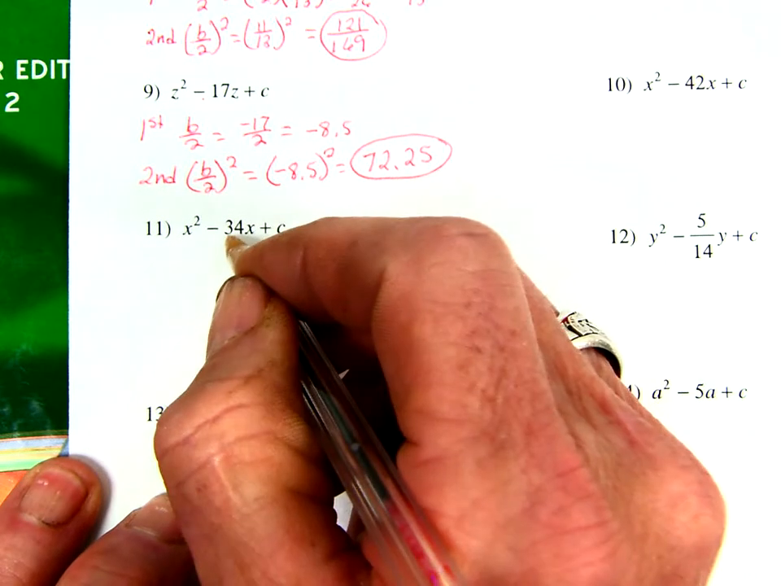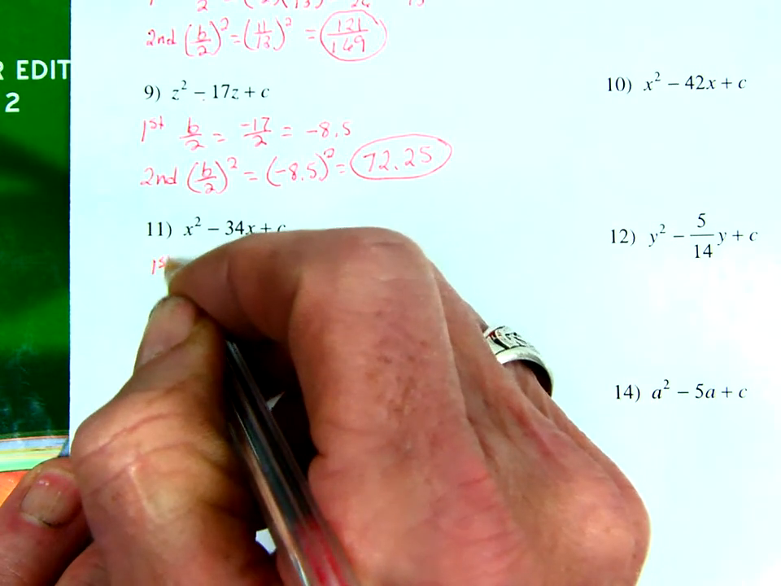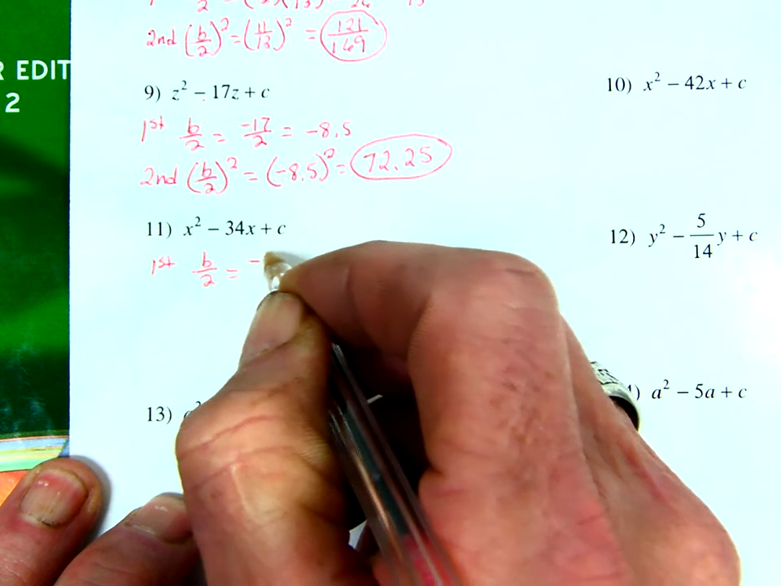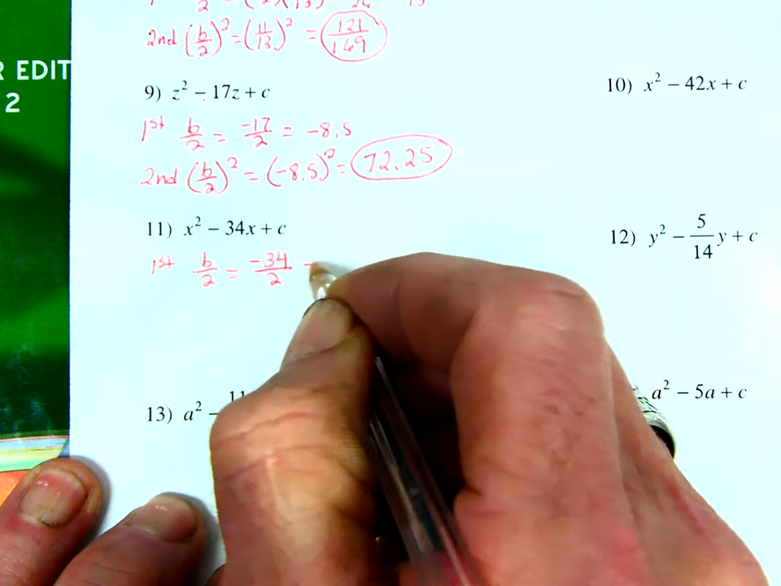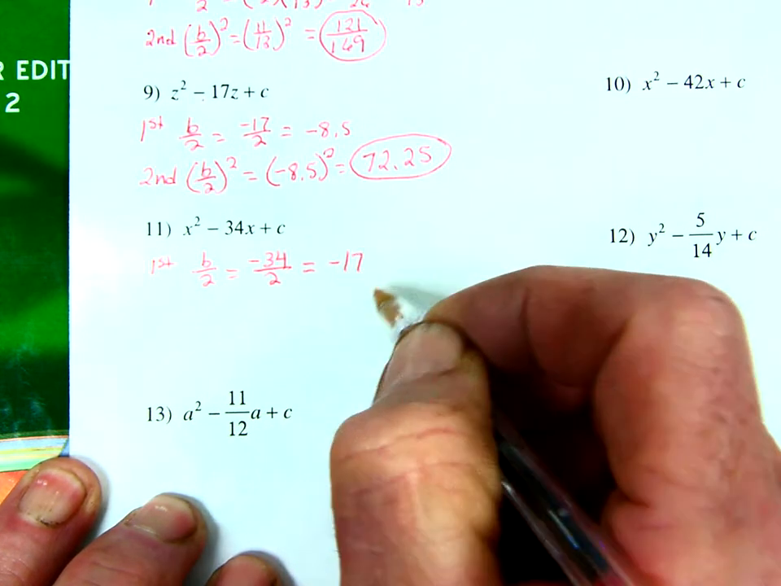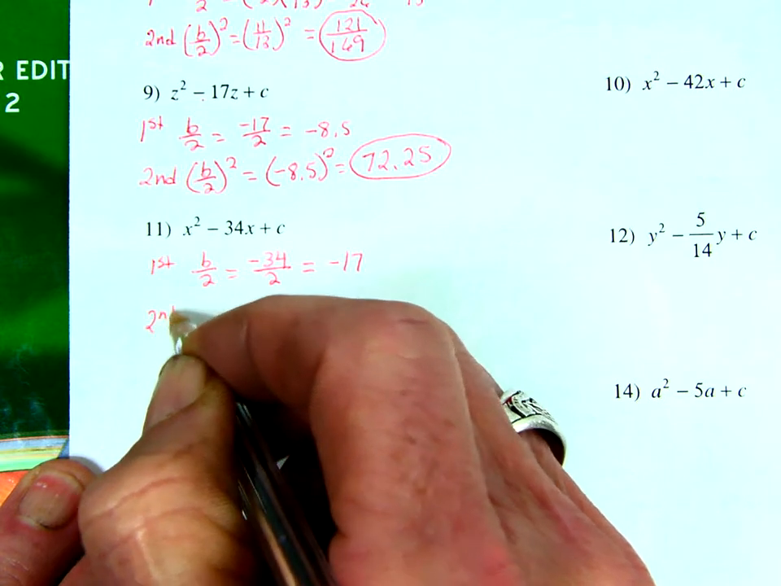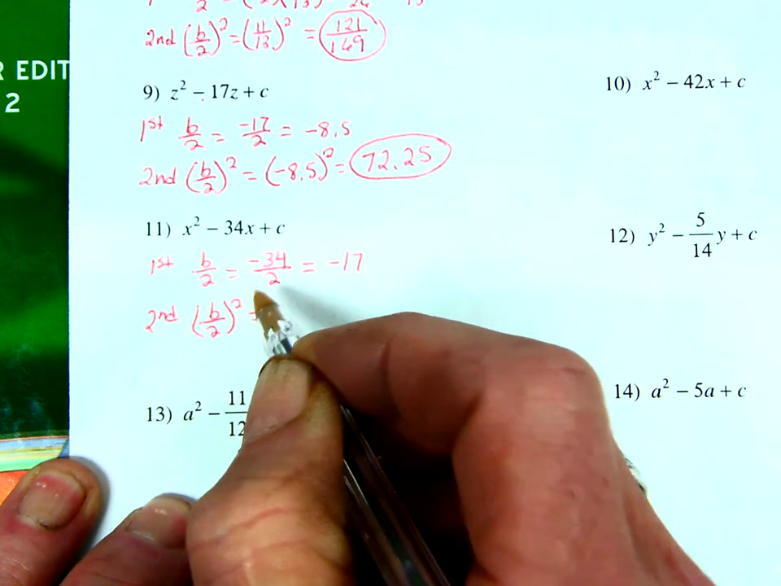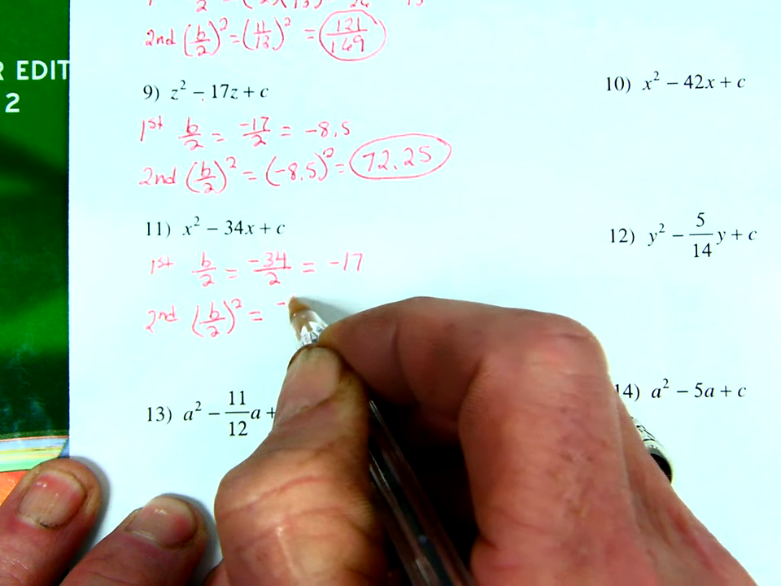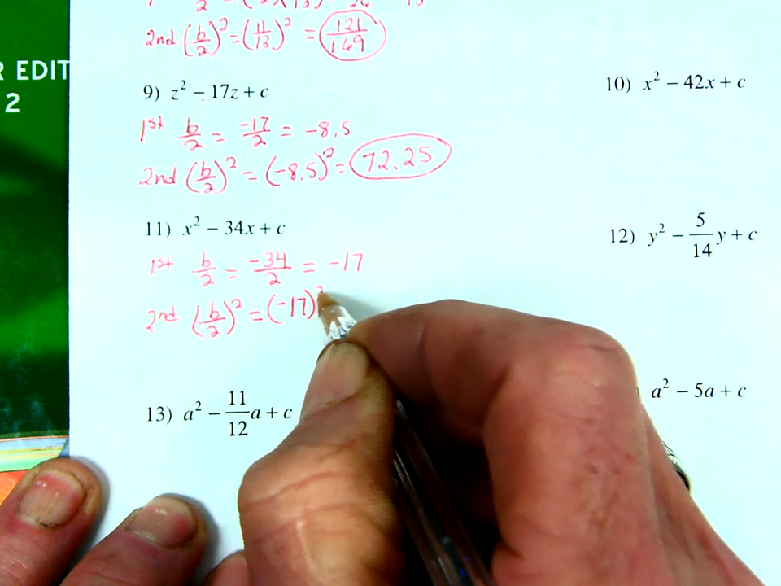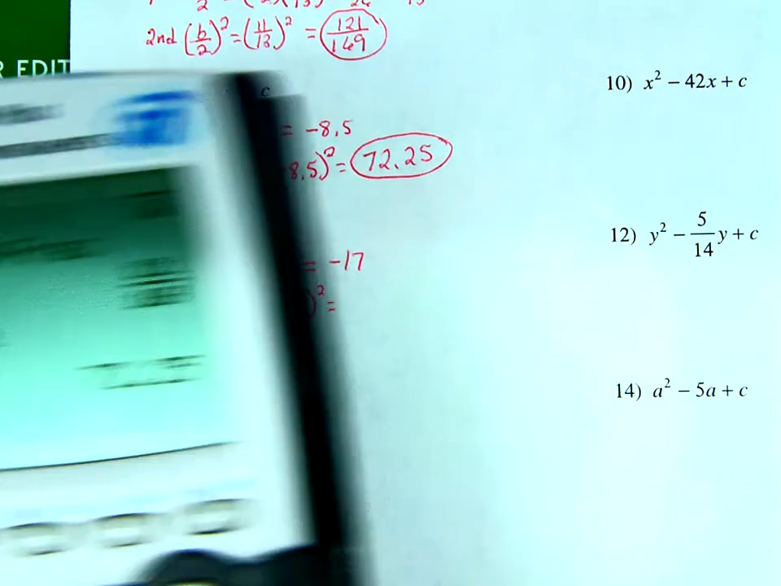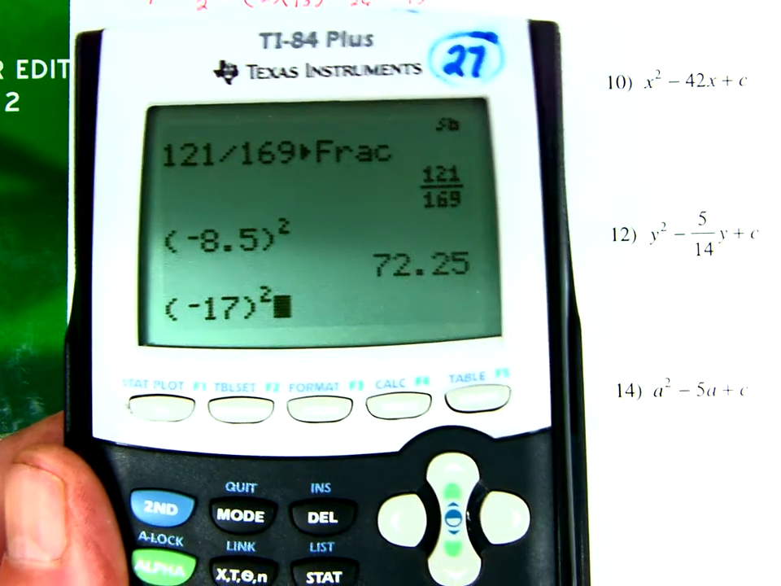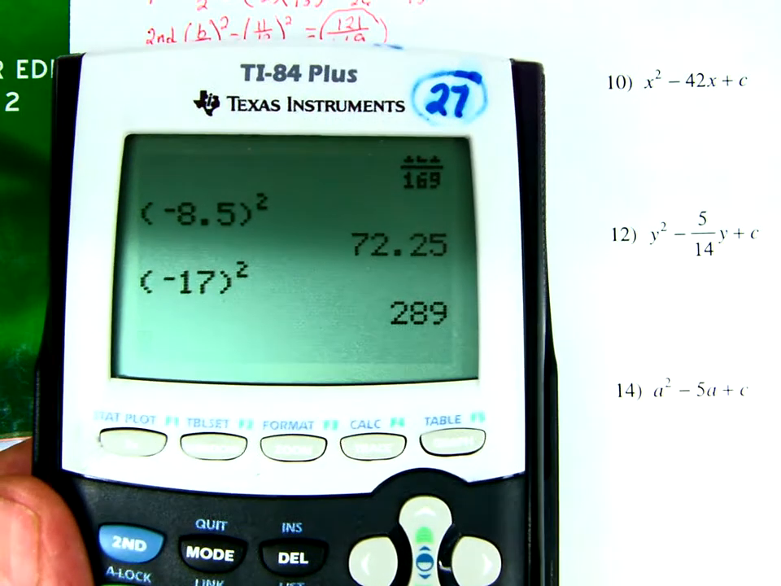Here we go again. There's b. First step, b divided by 2 equals negative 34 divided by 2 equals negative 17. Second step, b divided by 2 squared. Negative 17 squared. Negative 17 squared is 289.